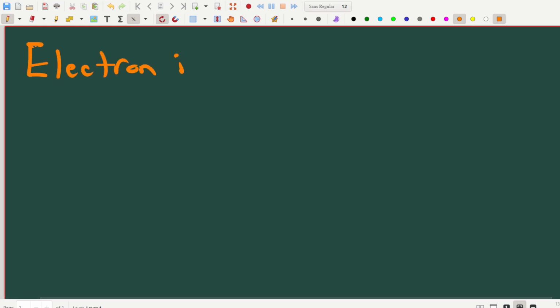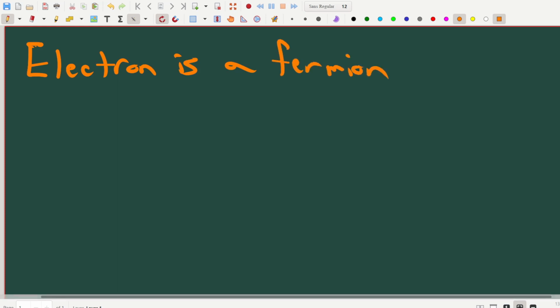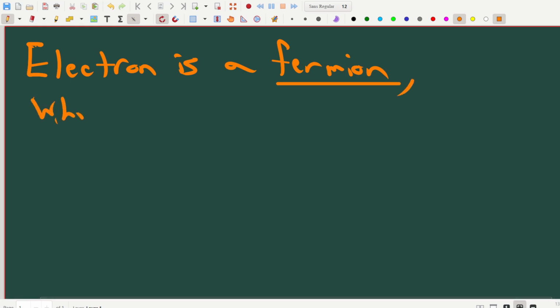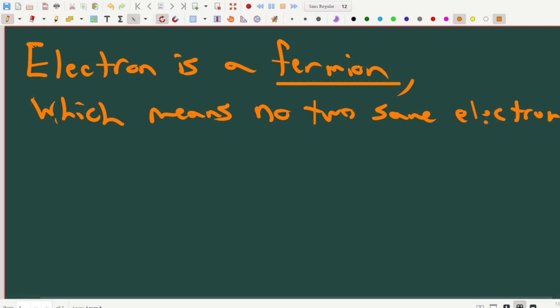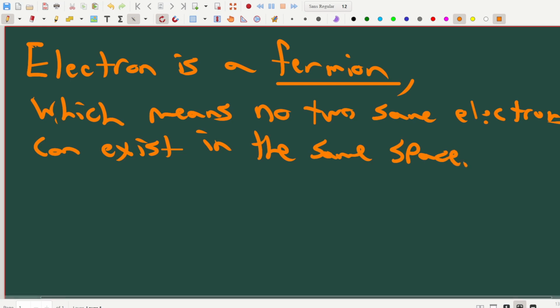So, our electron is a fermion. Which means no two same electrons can exist in the same state or space. They repel each other. Okay.